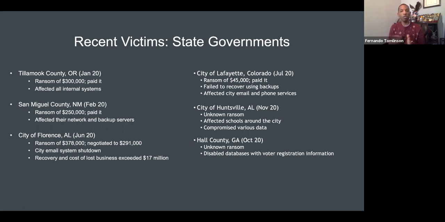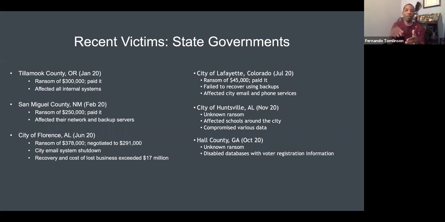City of Lafayette, 445,000, they paid it. They failed to recover using their backups. I explicitly say that because they initially did not want to pay it and they tried to recover. But this goes back to just good old IT. When I'm doing backups, we probably need to make sure backups actually work. We need to make sure that although we think we're doing backups, that backups are actually done, right? All of that basic hygiene type stuff failed in this case. The attacker didn't even try to delete the backups.